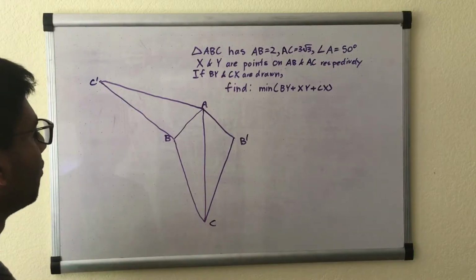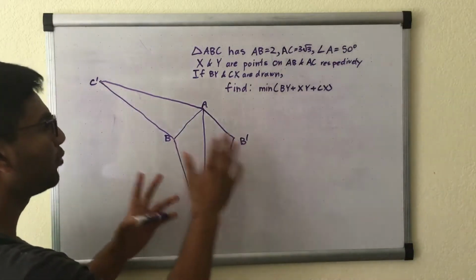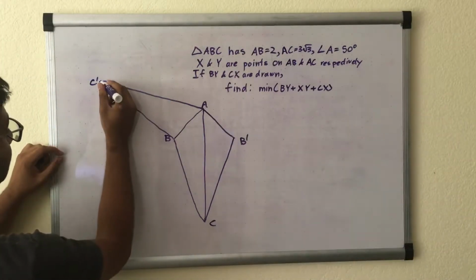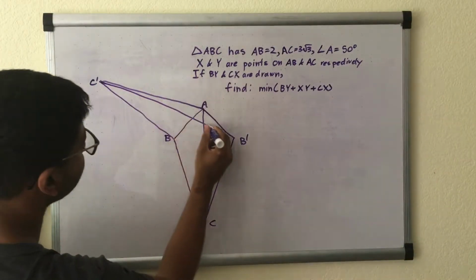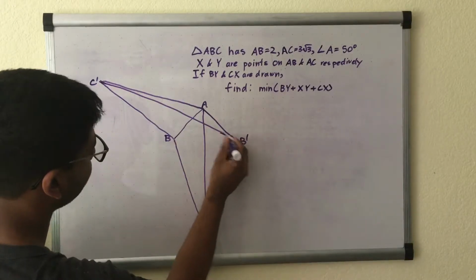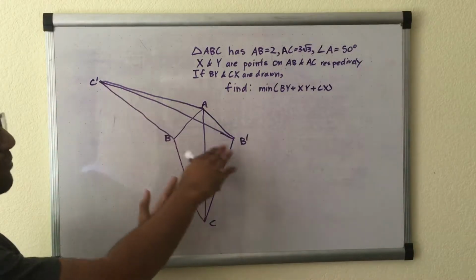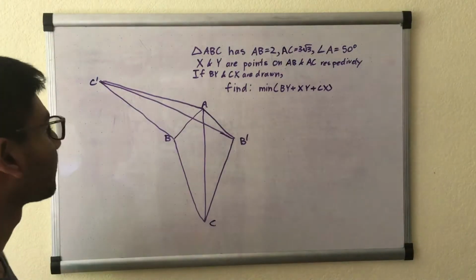So what is the shortest distance from one point to another? It's going to be a straight line, right? So I'm going to draw a straight line from B prime to C prime. Close enough. Okay, so what does this line from B prime to C prime actually represent?